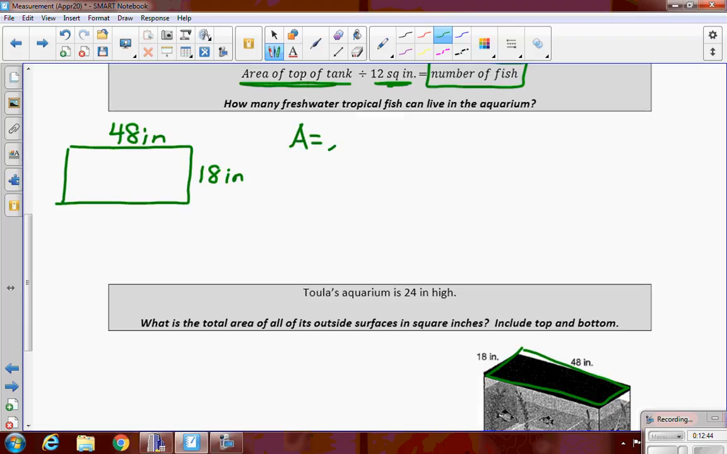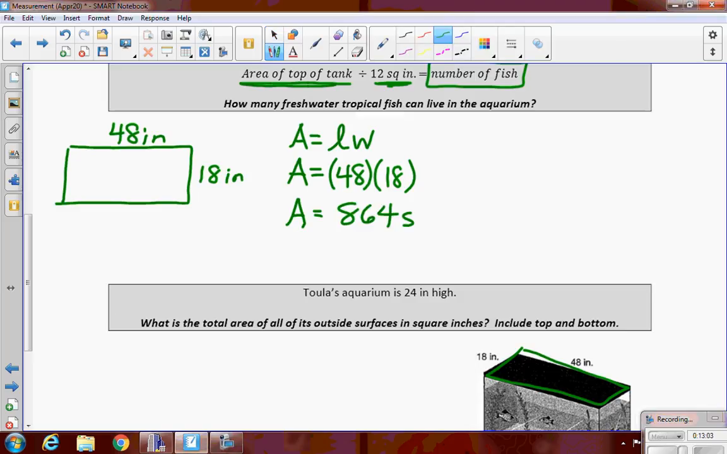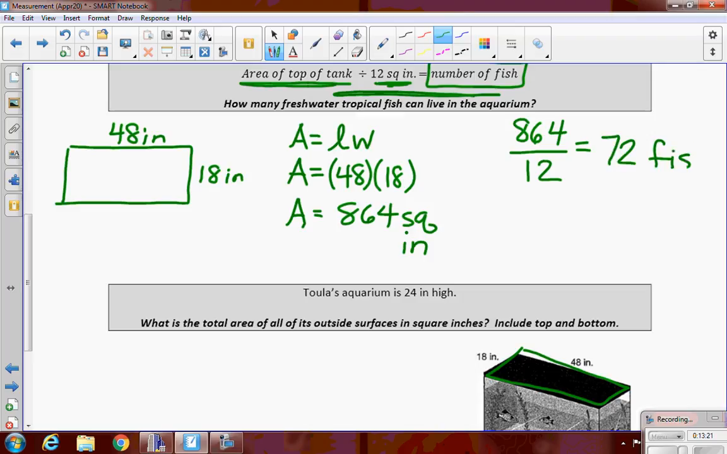So the area of a rectangle is length times width. The area of the rectangle in this case is going to be 48 times 18, which means the area of my rectangle is going to be 864 square inches. Now it says if I want to figure out how many fish can fit in there, a good estimate is 864 divided by 12. This is what the equation says. So that means she should be able to fit in about 72 fish into this aquarium.